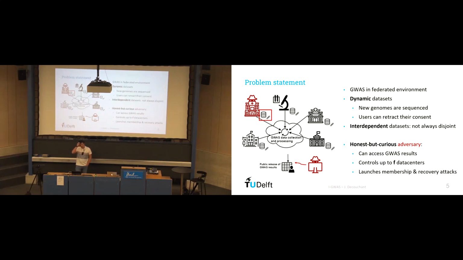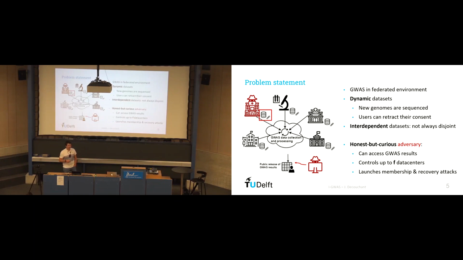The adversary we consider can access the results. The I-GWAS results, we assume that they are going to be made public, so we want to make sure that nothing bad can happen if an adversary has access to that. And we also assume that up to F data centers here can be controlled by the adversary. So the adversary is honest but curious, and it's going to try to launch membership and recovery attacks.